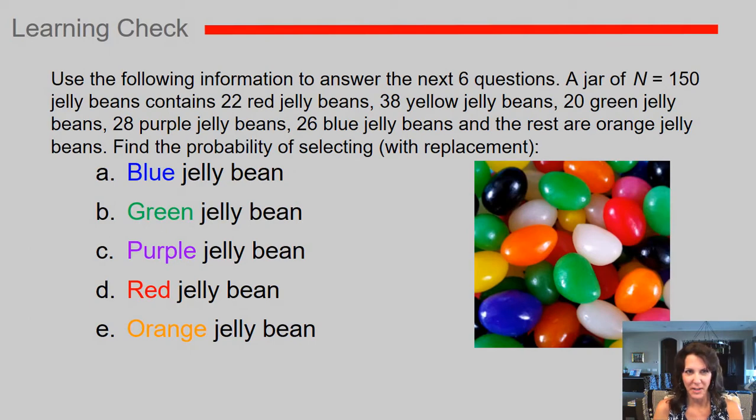Let's illustrate this. I'm going to have you pause the computer and figure these out, and then we're going to come back together and talk about them. We're going to use the following information to answer the next 6 questions. Let's say we have a jar of 150 jelly beans. It has 22 red jelly beans, 38 yellow, 20 green, 28 purple, 26 blue, and the rest are orange jelly beans. Find the probability of selecting a blue jelly bean, a green, a purple, a red, and an orange. Remember that you have to have sampling with replacement. So pause the video and then come on back.